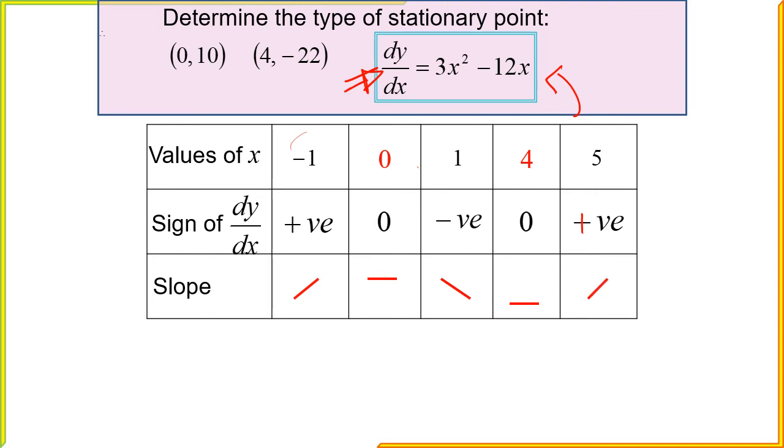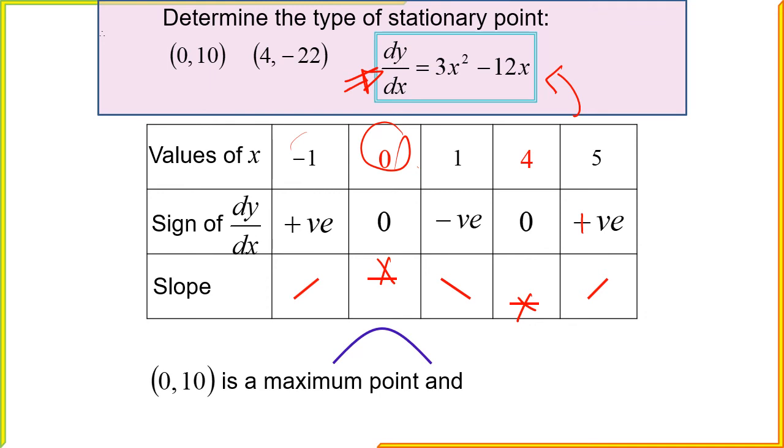Now we can say that at 0 it will be a maximum point, and at 4 it will be a minimum point. So we can conclude that (0, 10) is a maximum point and (4, negative 22) is a minimum point. Please write down the conclusion here. So we have found the nature of these two stationary points.